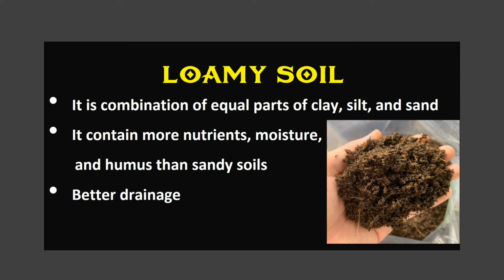The last type of soil which I want to highlight is loamy soil. Now, it is a combination of equal parts of clay, silt, and sand. It contains more nutrients, moisture, and humus than sandy soil. It also has better drainage. Have you observed the word humus here? To know what is humus and more about the four types of soil, let's watch a very informative video.